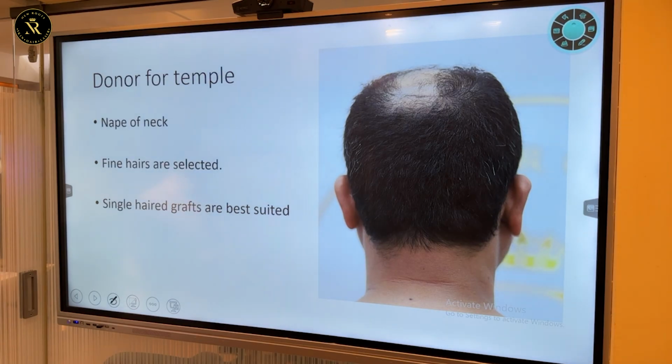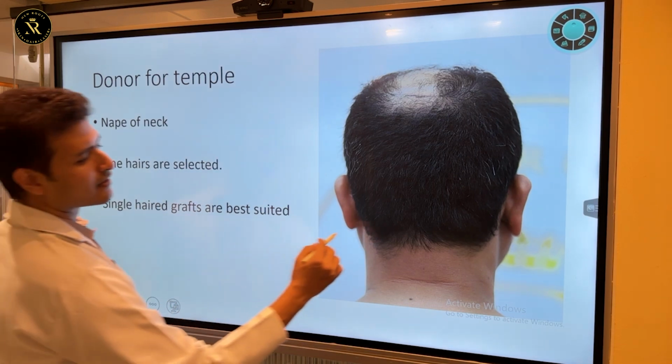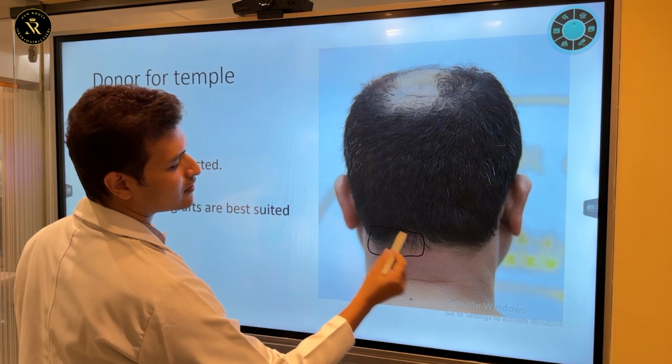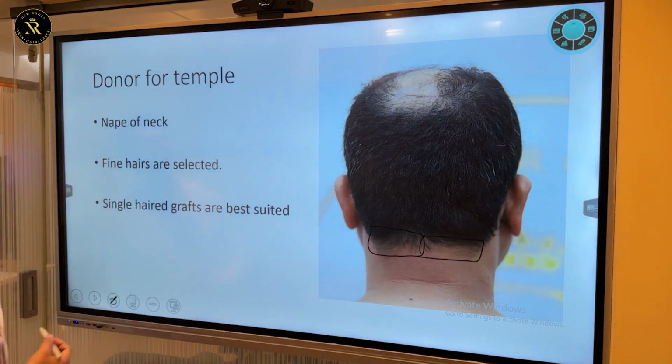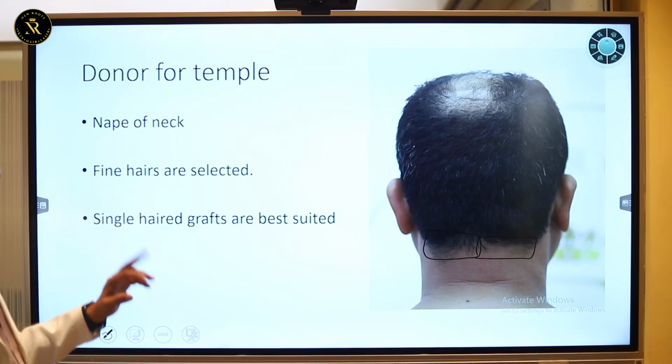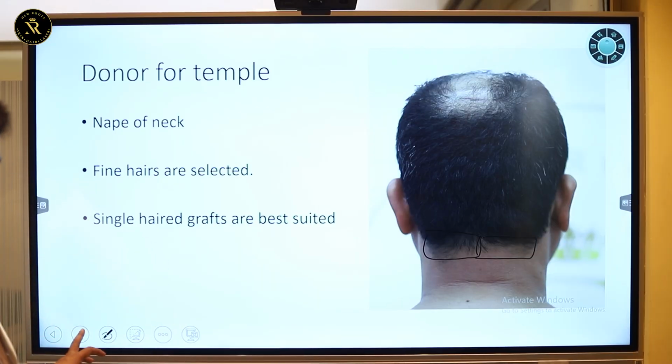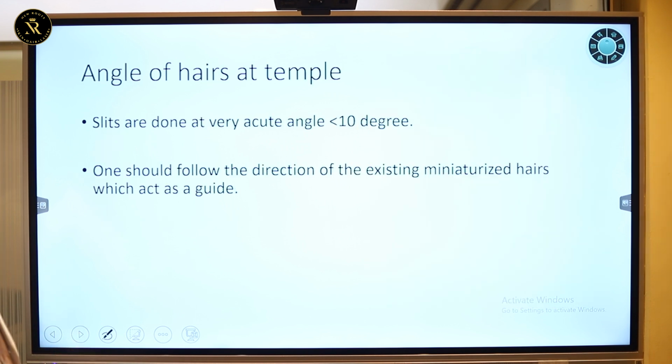So from where should we select the hairs for the temple? Usually nape of the neck, this is the area from where we select the grafts. These contain very fine hairs and single hairs, so it gives the most natural results. Single haired grafts are selected and these are best suited for temporal restoration.